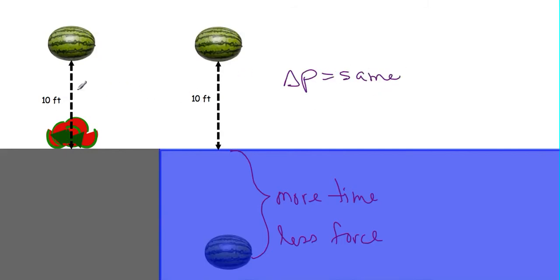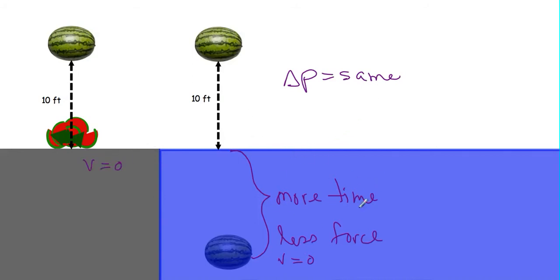But if we drop it in the water, it's able to survive because the time it takes to go from the surface all the way down to the bottom, the bottom where it stops, not necessarily the bottom of the pool, is going to take more time than what this did, which requires less force. Because the change of momentum, the change delta P, is the same for both. They're both going to have some speed created by this 10-foot drop, and they're both going to end up with a final speed equal to 0.